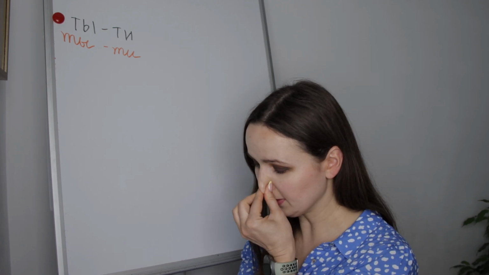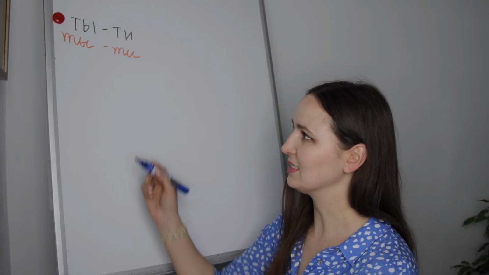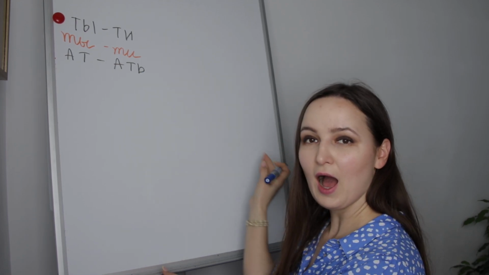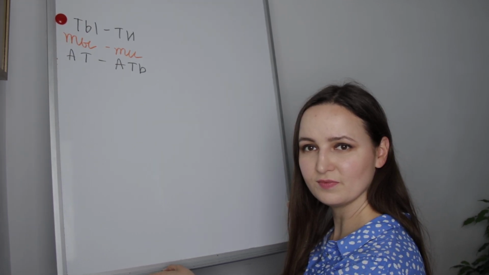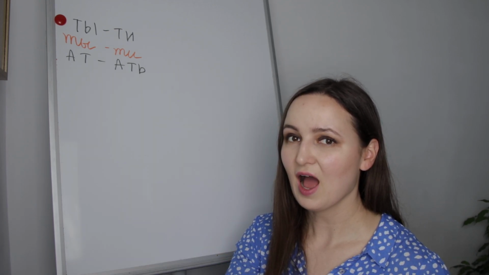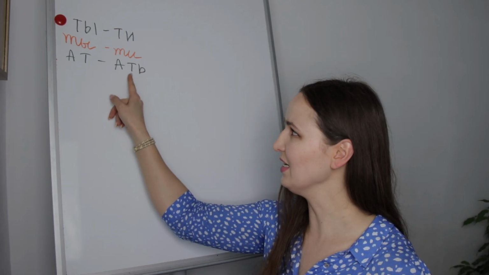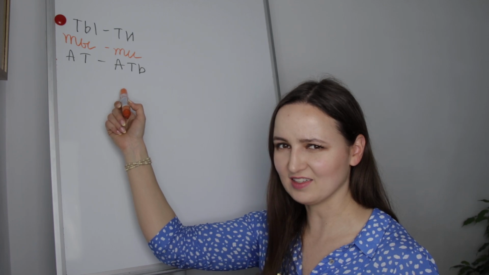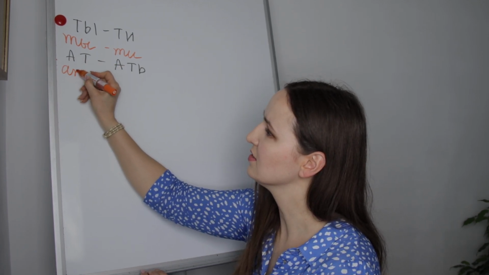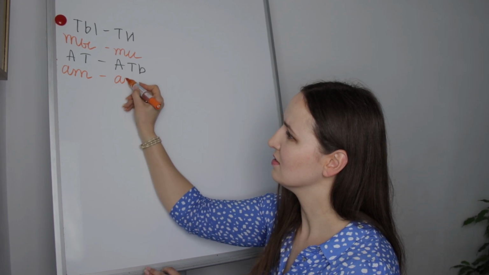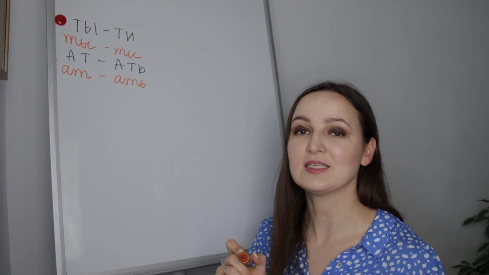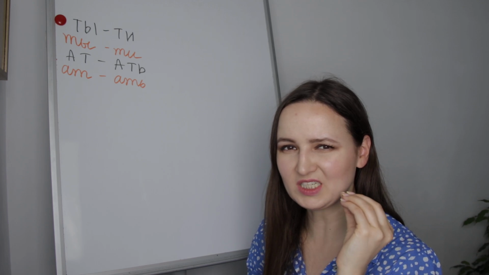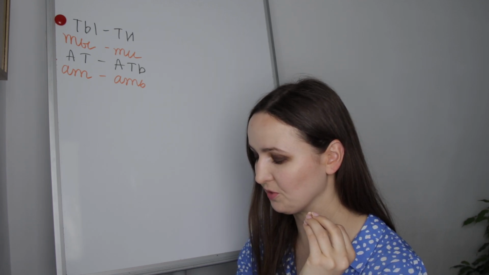Next pair is ат, ать. Here pay attention to the soft sign. T will be a little bit softer. Ать, ат, ать. Давайте напишем ат, ать. Okay, like this. Don't forget to practice with me out loud and try to imitate my pronunciation, to copy my pronunciation.